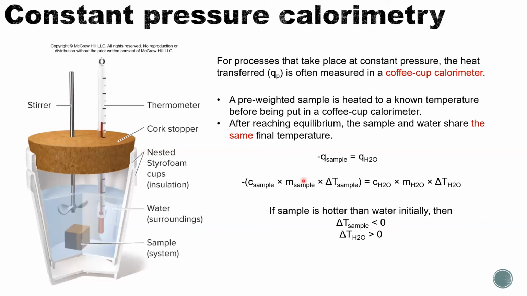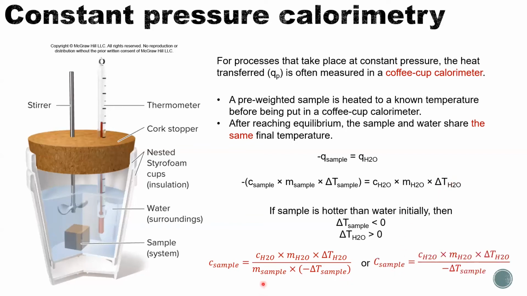Then we can rearrange this equation. We get the specific heat capacity of the sample equals C m delta T of water, the total heat of water, divided by the mass of the sample, divided by the negative delta T of the sample. Or if we want to calculate the heat capacity, we can multiply the mass of the sample on both sides, and on the left we have the heat capacity of the sample, which equals C m delta T of water divided by the negative change of the sample temperature.